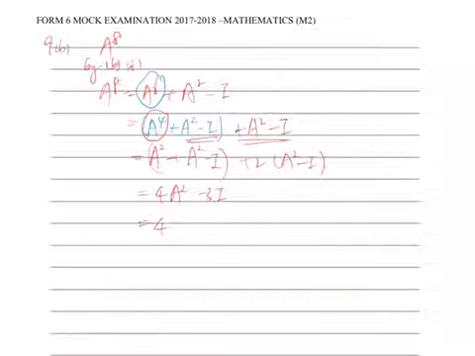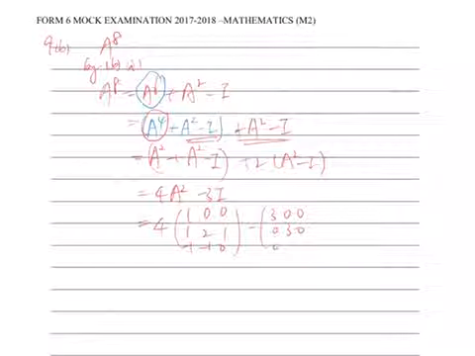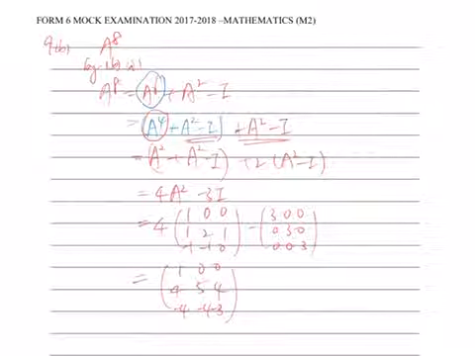Now A squared by part A is 1 0 0, 1 2 1, minus 1 minus 1 0, so 4 times that minus 3, 0 0 0, 3 0 0, 0 3. And then simplifying, we get the answer 1 0 0, 4 5 4, minus 4 minus 4 minus 3.